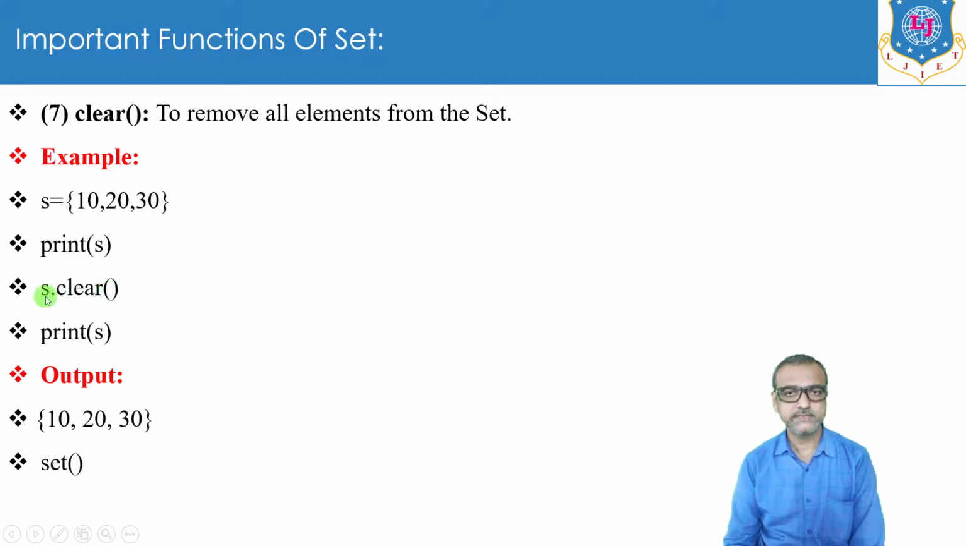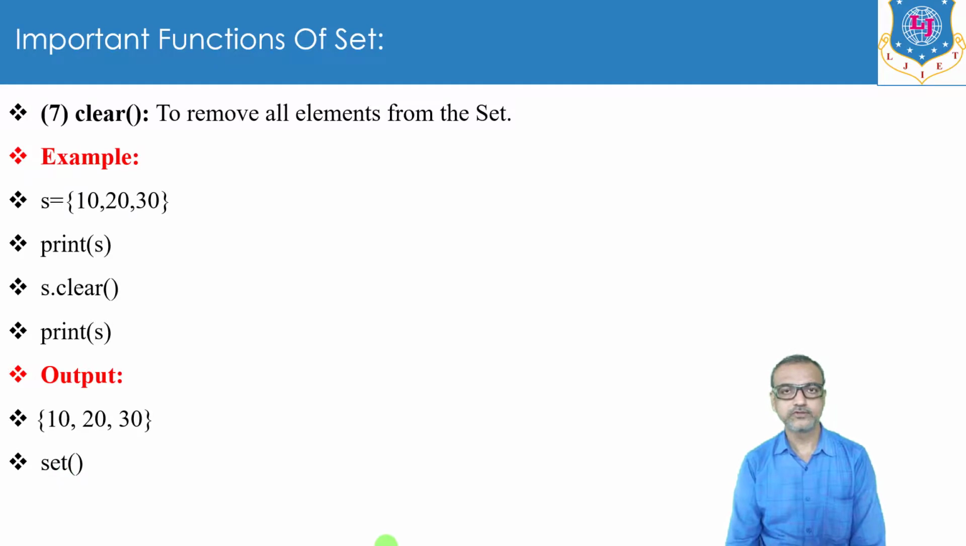And if you write s dot clear, then this clear function will remove all the elements of set S and will give us an empty set. Then after, if we write print of S, this statement will give us an empty set. So the output is, for the first print s statement we have 10, 20, 30. Then for the next print s statement we have an empty set.